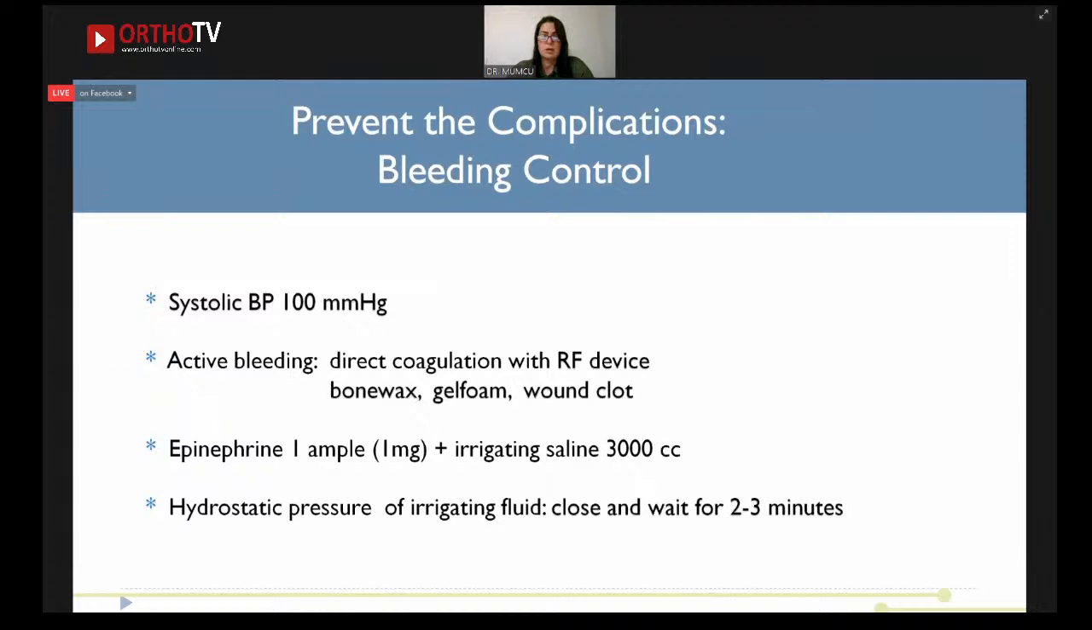If you don't know where the focus of bleeding is, close the irrigation and wait 2 or 3 minutes. Clotting will happen spontaneously. Then you can restart.